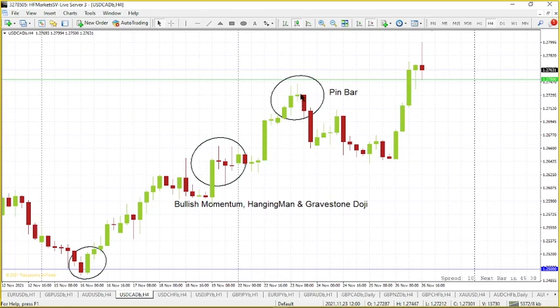Okay. So our next video will cover the meaning of 3, 4, 5 candles that form together and the signals. That is the next video that is coming up.